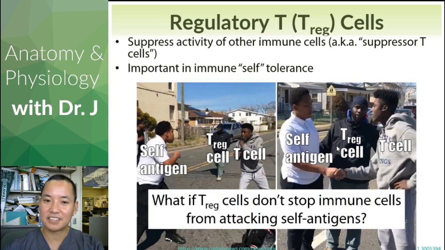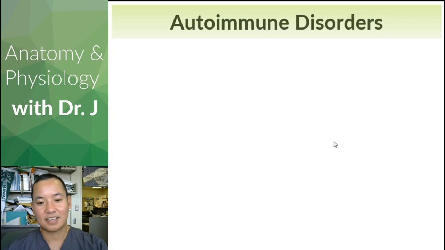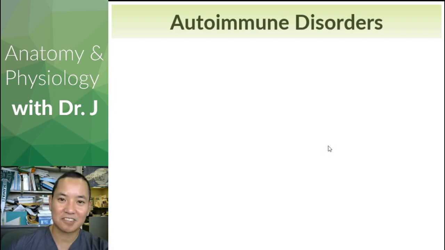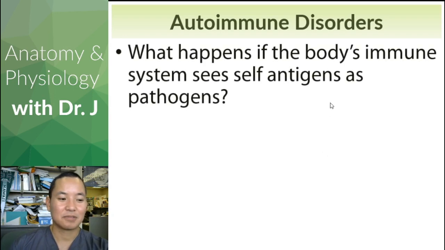But what if this doesn't happen? What if Treg cells can't intervene and these cytotoxic T cells end up attacking your own cells, antigens, and your own cells? That's when we get our autoimmune disorders. So again, what are those? We did cover these briefly.